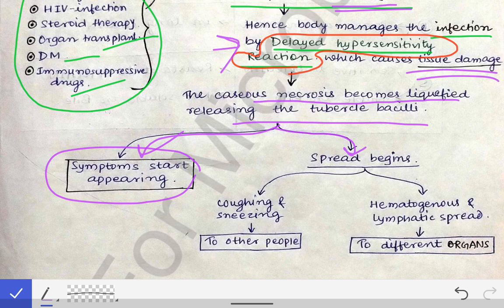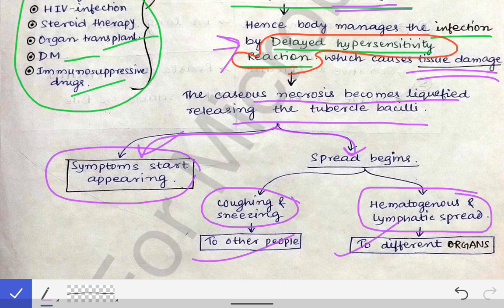Because the tubercle bacilli have been set free, they are not now behind the bars, they are now free. So that's why they start spreading also. How does this spread occur? That is by coughing and sneezing to other people, and they also spread inside the body. Now that spread is by hematogenous and lymphatic spread, to the different organs.